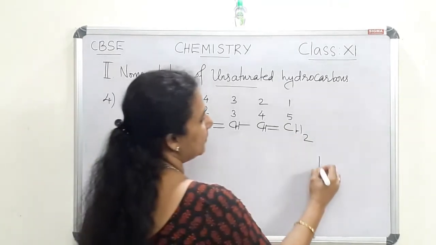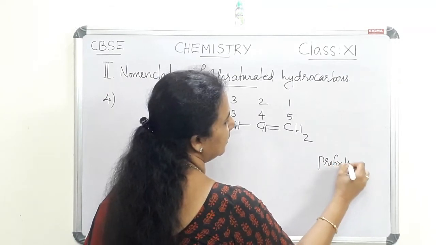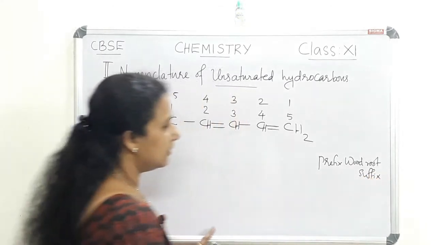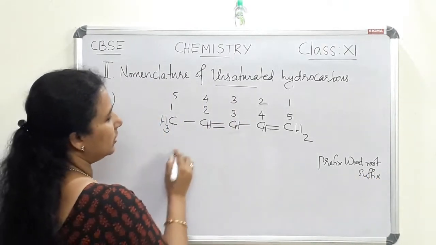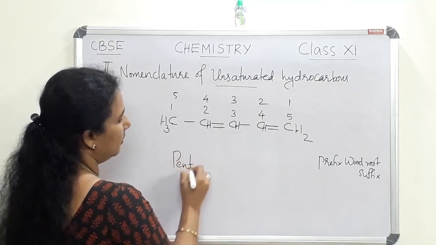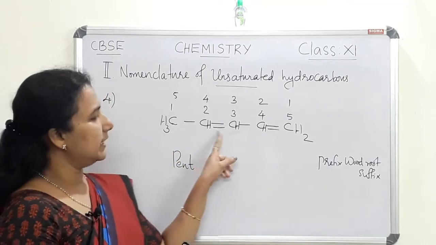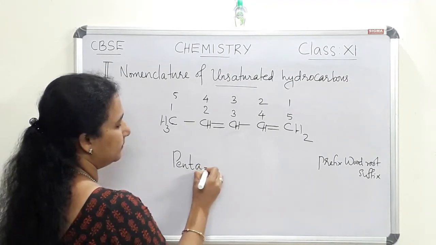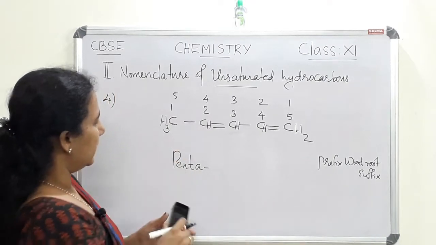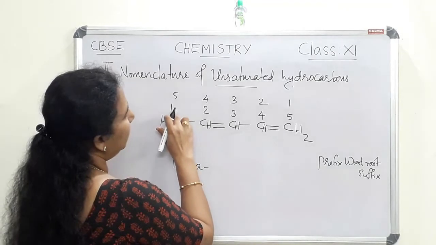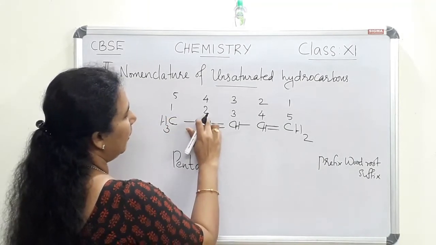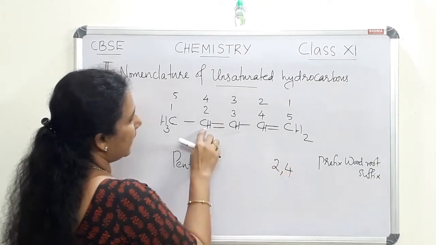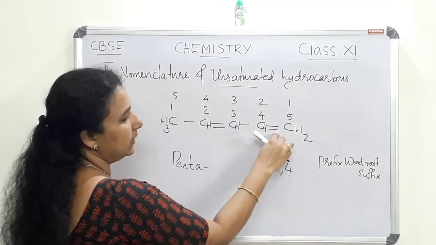First of all, we have to see if any prefixes are there. Then comes the word root. Then comes the suffix. So here there is no prefix. The word root will be pent. In this case, if it is a diene, we have to add a to the word root. So it will be penta. Then comes the position. If it is from left to right, the locants for the multiple bonds are 2 and 4. So second position double bond, fourth position double bond.